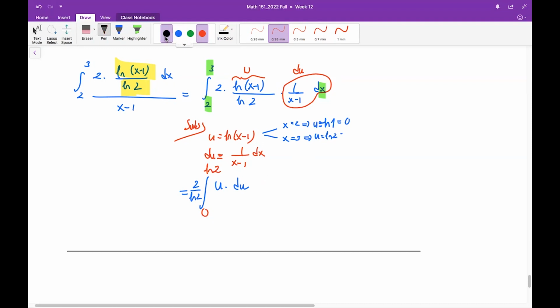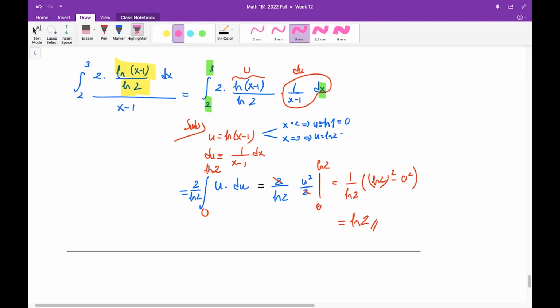From here, we can quickly complete our computations. So the result is 2 over ln 2. How do you integrate the u function? It is u squared over 2. Now you need to insert lower and upper boundaries for your u function. This is a simplification. That's why the result is 1 over ln 2. You insert ln 2 squared, and then you insert 0 squared. So the result is just ln 2.